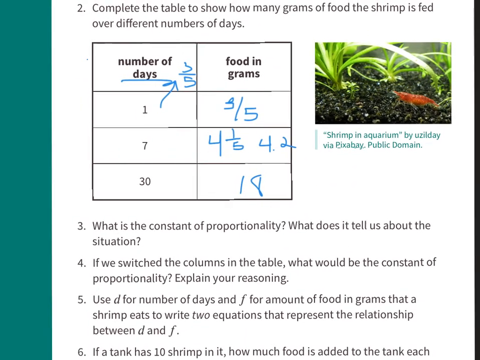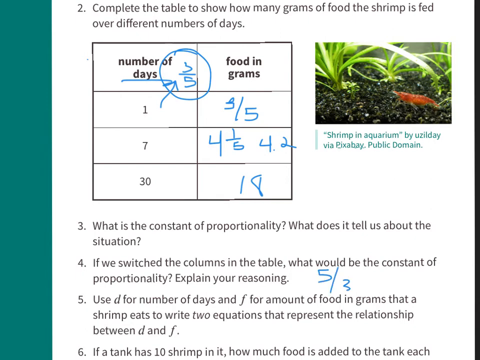What is the constant of proportionality? Well, the constant of proportionality is 3/5. That's what we multiplied by. If we switch the columns in the table, what would be the constant of proportionality? Well, if we switch the columns, we'd have to flip the fraction, so it would become 5/3.